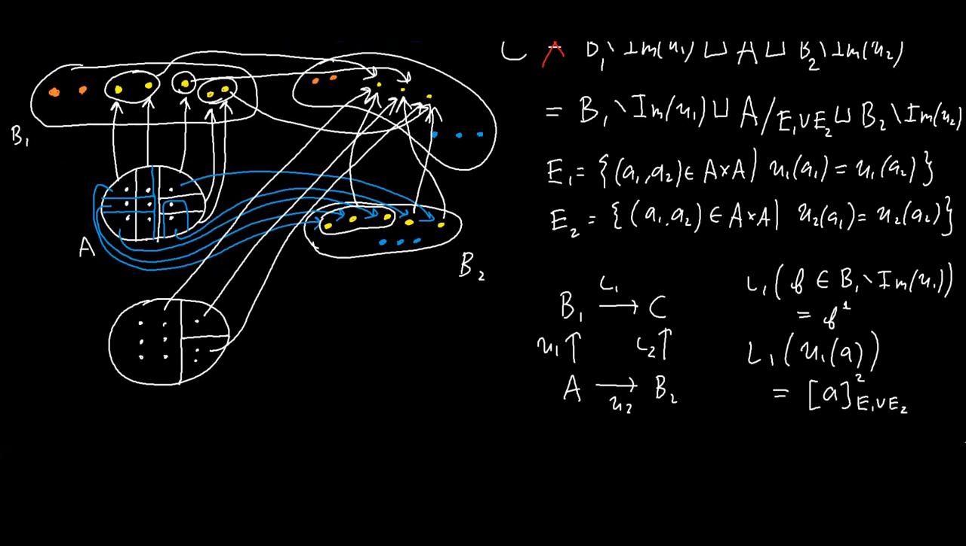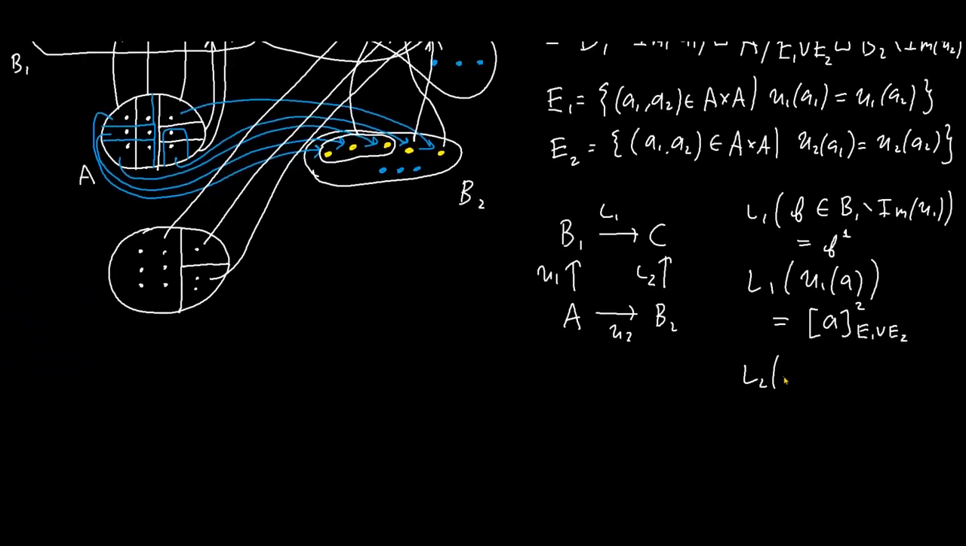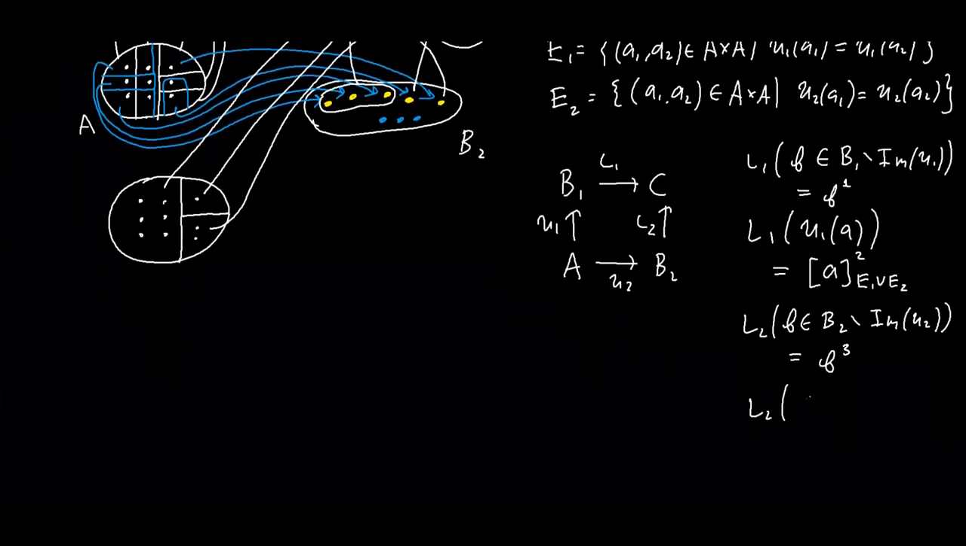All right, so iota 2 will be defined in a similar way. So in other words, iota 2 of B, which is element of B2 minus image of U2, will be the same B, but it's copied in the third component of the disjoint union. And iota 2 of some U2 of A will equal the equivalence class of A, but it's copying the third component. Ah, sorry, in the second component.